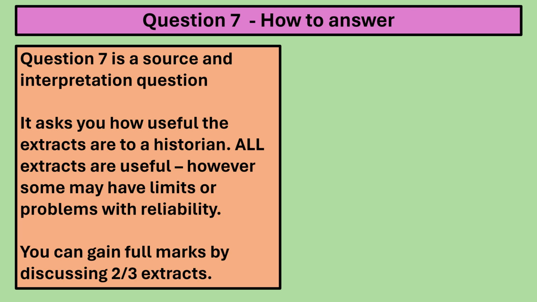A key thing to remember here, and sometimes people are tempted to dismiss some of them as not useful for a historian to use. All of the sources and interpretations that they put into this exam have use. There are things that we can work out and learn from them. Even if they might be limited or they might have problems with their reliability, we can still learn things from them. So never dismiss a source or interpretation as not useful. You can gain 4 marks here as well by only discussing 2 of the 3 extracts. So in terms of time, don't panic if you don't get to talk about all 3. If you do 2 well, that can get you 4 marks.